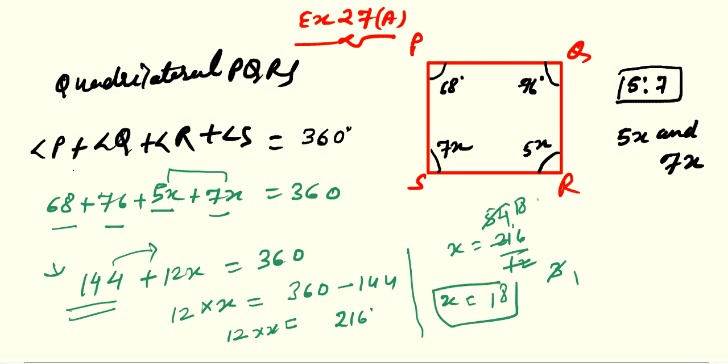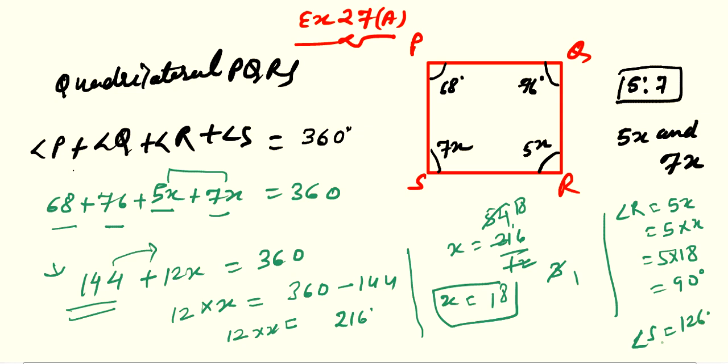So now you can find these two angles. Angle R equals 5x, 5x means 5 into x, so 5 into 18, so 90 degrees. Similarly angle S is 126. Okay, so this is 126 and this is 90. If you add 68 plus 76 plus 90 plus 126, if you add these four angles, you will get exactly 360. Okay, so like this you have to solve question number 1.